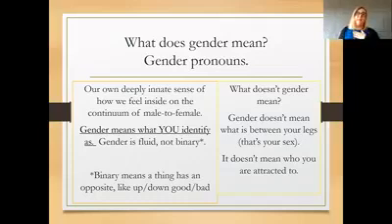But gender means the innate sense of how we feel inside on the continuum, like I talked about before, of male to female. Gender means what you identify as. So gender is fluid, not binary. So we've already talked about that binary is not the up and down part. Gender doesn't mean your genitalia, so what you have between your legs, that's different. And it doesn't mean who you're attracted to.